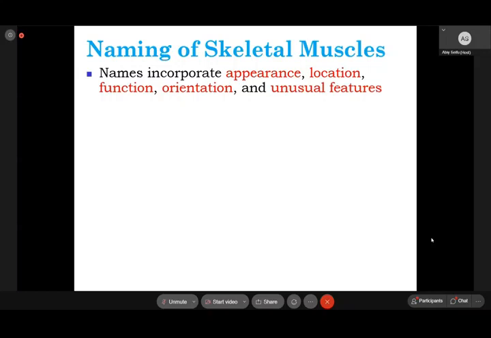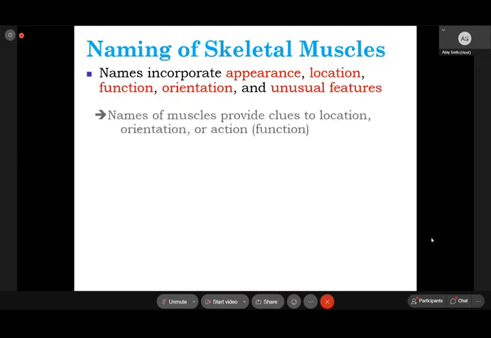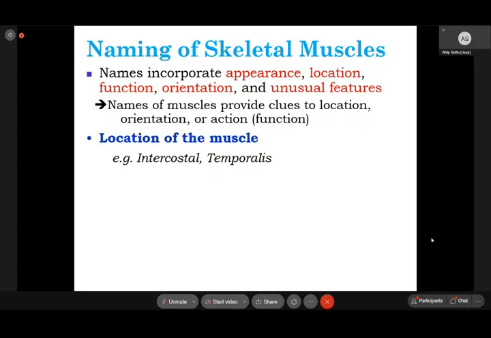And there are also unusual features. If there are unusual features, the names also incorporate those features and give a clue about them. For instance, based upon their locations, there are the intercostal muscles.